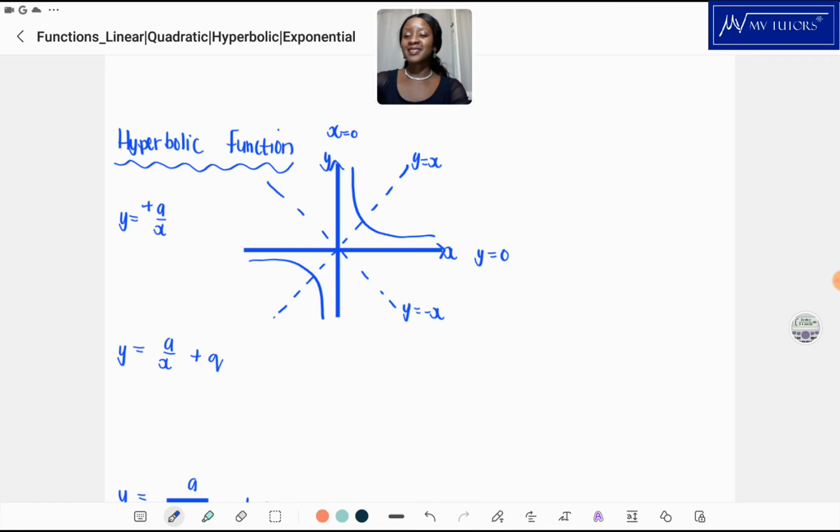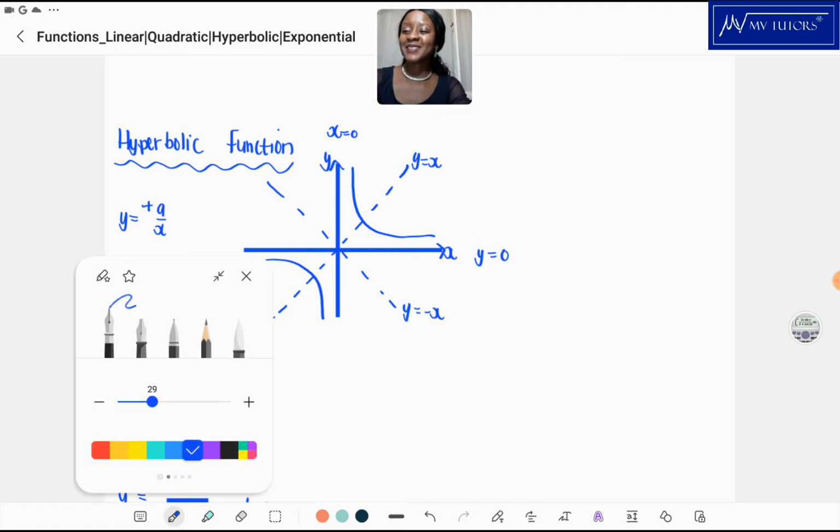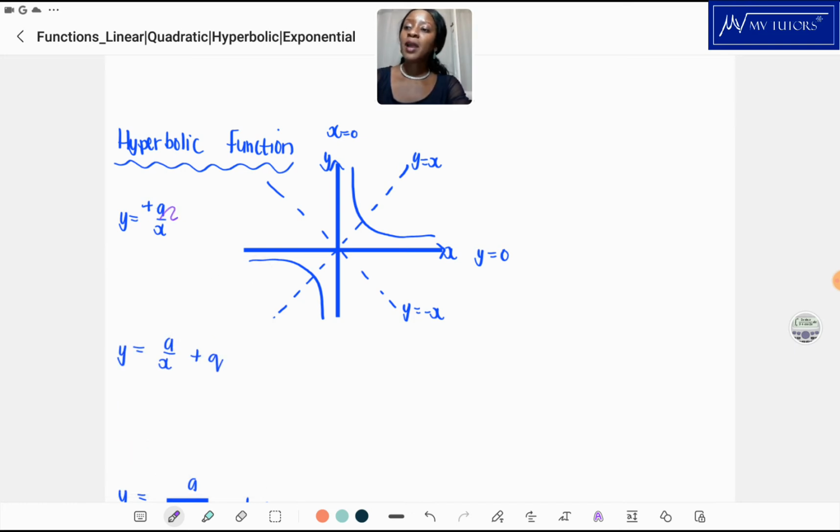Some say hyperbola, I say hyperbola, it's really up to you. But if you had a negative a, your function would look like this, where it has a negative gradient, it's basically going down. So if a is positive, it occupies the first and third quadrants. If it is a negative a, it occupies the second and fourth quadrants. Please don't forget that. So that is the basic hyperbolic function.